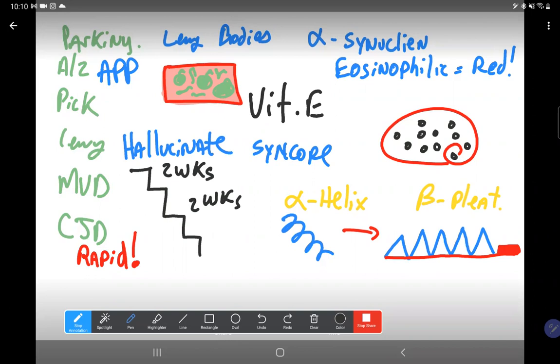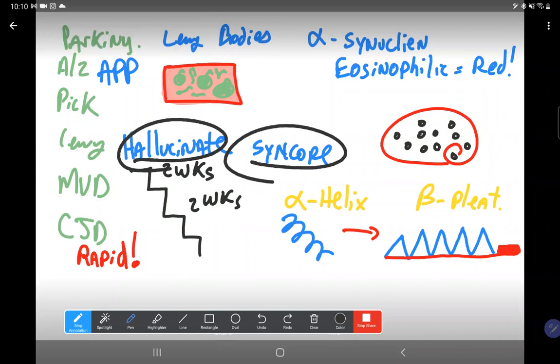All right. Lewy body dementia. Well, guess what they have? They have Lewy bodies, kind of like in Parkinson's. So Lewy body dementia, I like to think of it as Parkinson's disease plus they hallucinate and then they have syncope.